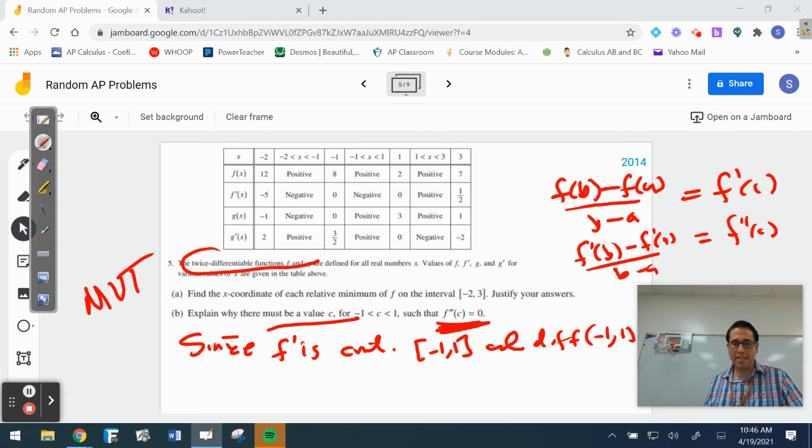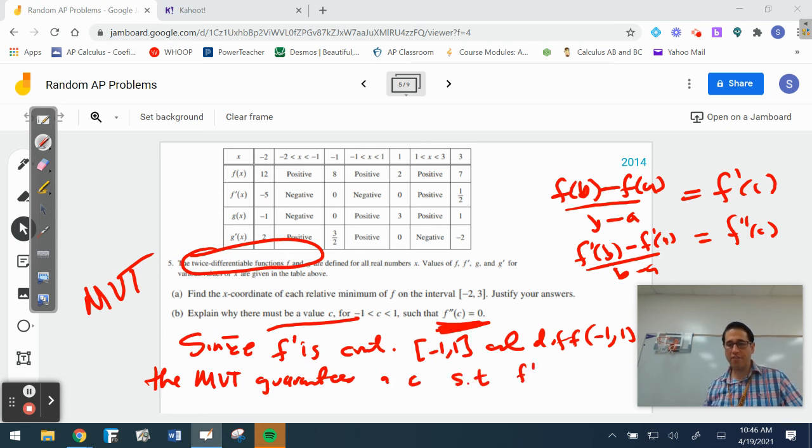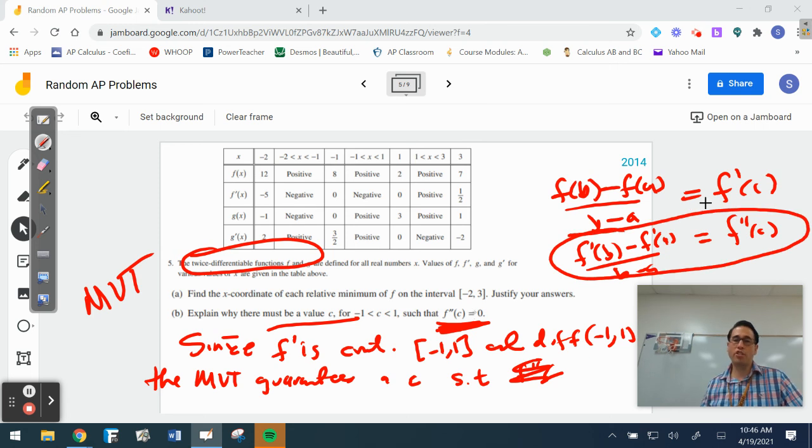And how do I know this? It says it's twice differentiable. Okay, the MVT, and you want to state it, guarantees a value c such that f double prime of c equals, right? We write down our little formula, which is this right here. So we're trying to show that f double prime is equal to 0.